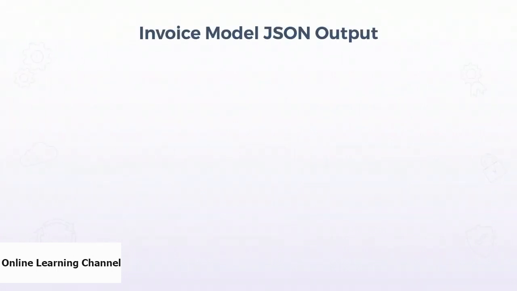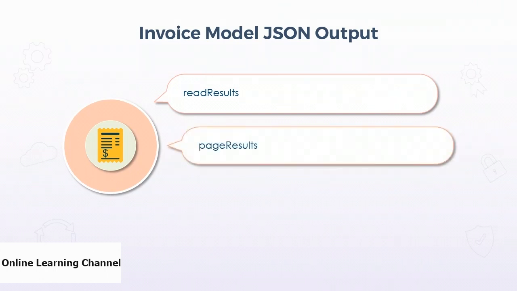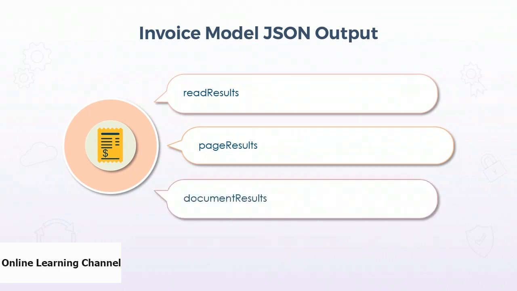So let's talk about what the JSON structure of an invoice would look like. What would we actually see in there? Well, the JSON structure actually includes three main sections of data. Specifically, the read results section holds all of the recognized text values. Now, these values are further organized by page, line, and words. The page results section holds all of the tables and cells that were found in the document. This also includes information like their bounding boxes and confidence level. And finally, the document results section holds all of the specific values for the invoice. This includes things like the customer name, customer ID, purchase order, invoice ID, and so on.